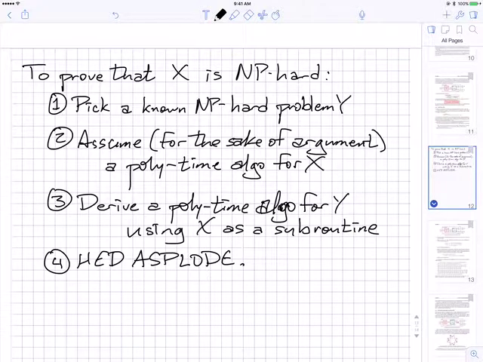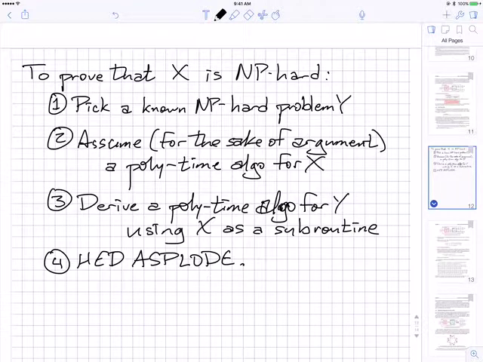So I picked the problem I know is hard, and then for the sake of argument, I assumed something else was easy, and then I proved that this known hard thing is easy. Wait, what did I do wrong? Oh, right, I made this assumption. And from this assumption, I derived a contradiction, so that assumption must be false.